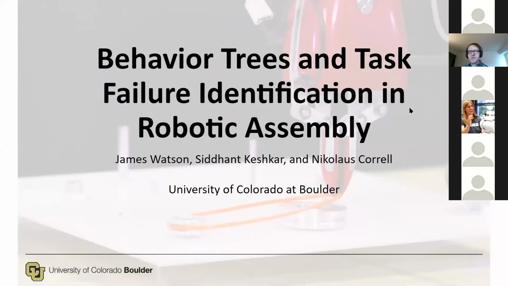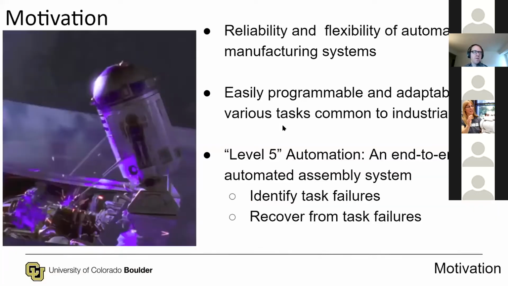And I'm Siddhant Keshkar. And today we'd like to talk to you about behavior trees, task failure identification, and how they relate to our work in robotic assembly. Now, the goal of industrial robotics is to be able to manufacture anything we can imagine. The manufacturing system should be programmable, it should be adaptable, it should be able to accomplish all industrial tasks.